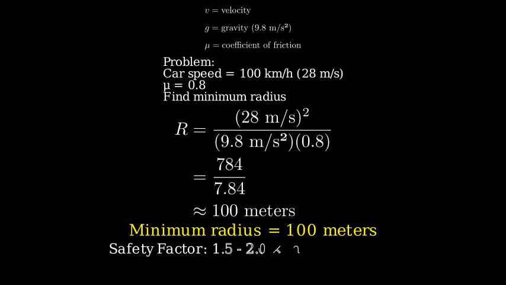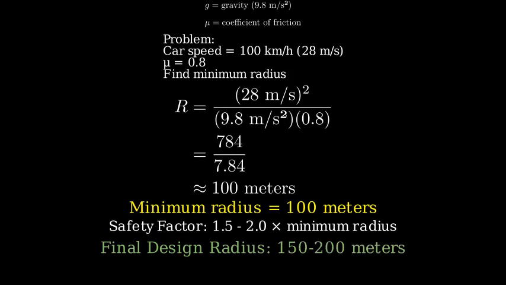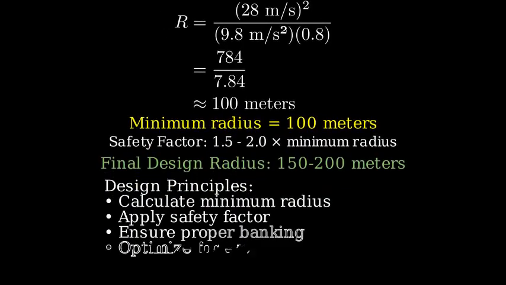For safety, we typically increase the calculated minimum radius by a factor of 1.5 to 2.0. In this case, we would design the turn with a radius of 150 to 200 meters to ensure safe racing conditions. By using these trigonometric principles and safety factors, we can design racetracks that provide both excitement for the drivers and spectators while maintaining the highest safety standards.